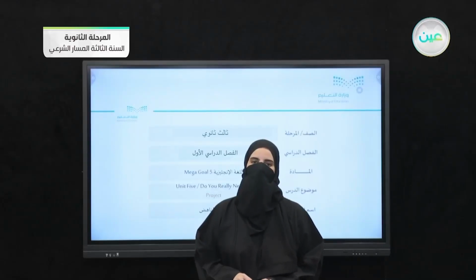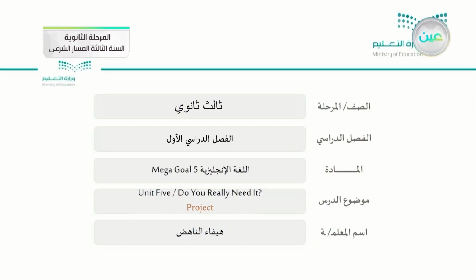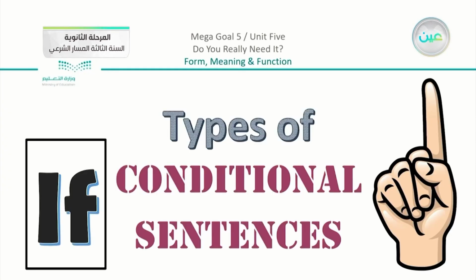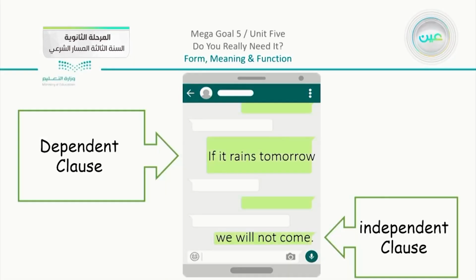Hello students. Yesterday we had our lesson, which was the form, meaning, and function lesson. And in our lesson we took the types of conditional sentences, of course using if. So we have here these types. We talked about conditional sentences in general and that there are two main clauses. We have here the if clause and we have also the main clause. And we explained how each clause affects the other part.